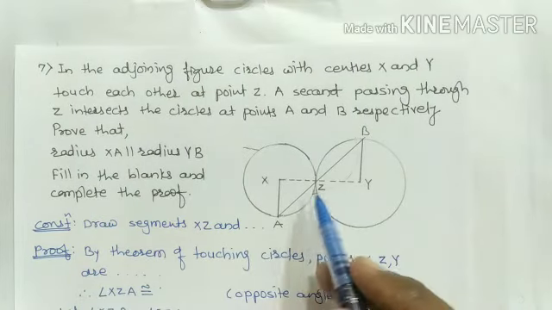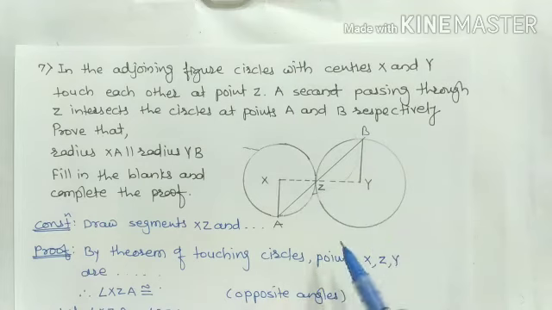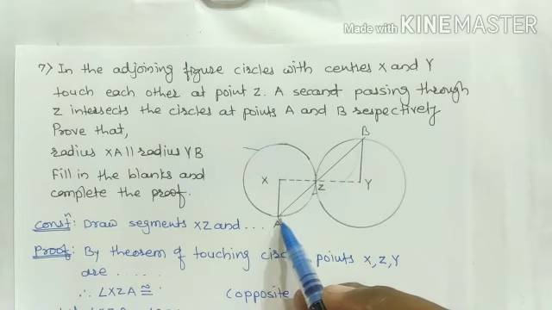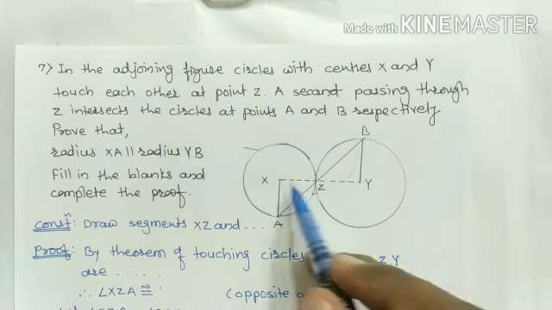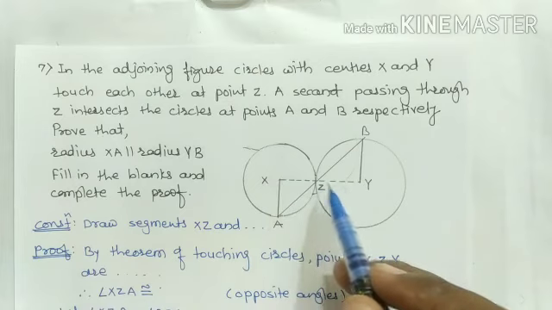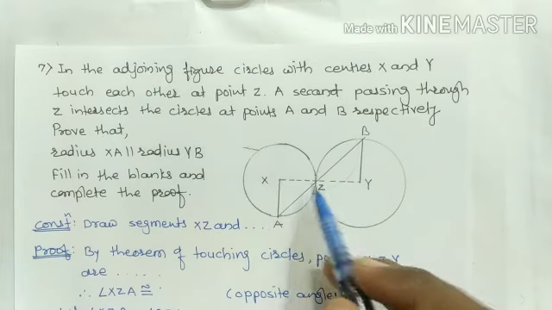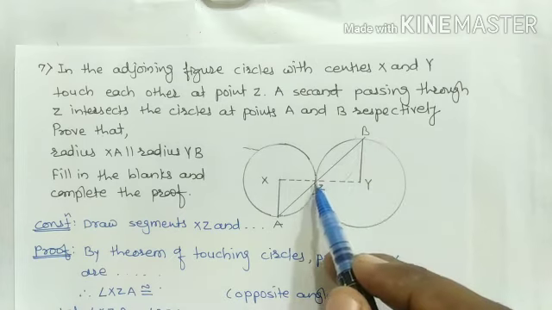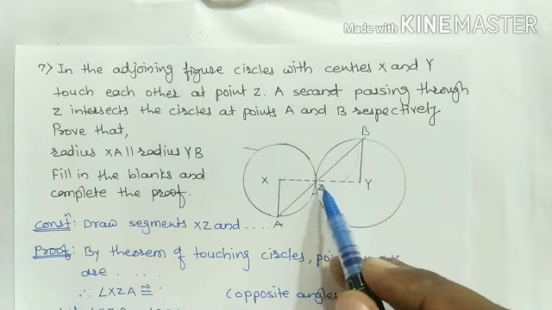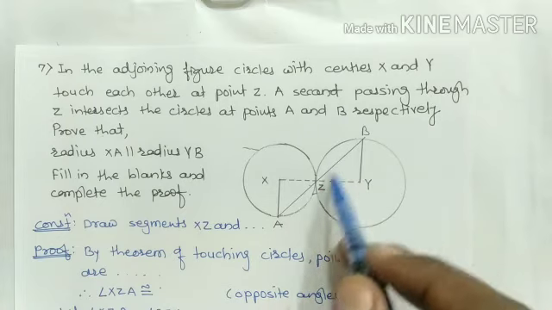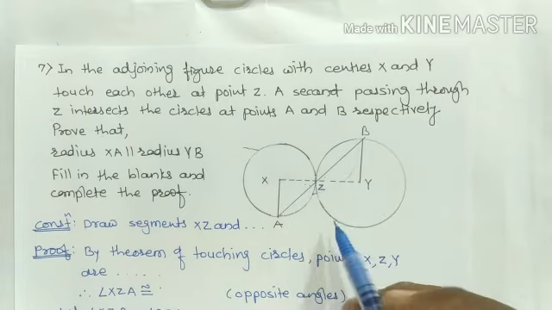First let us look at the figure. Here angle XZA is congruent to angle YZB, because the point Z lies on the line XY by the theorem of touching circles. Here line XY intersects line AB at point Z, and these two vertically opposite angles are formed. Therefore angle XZA is congruent to angle YZB. These are the opposite angles.